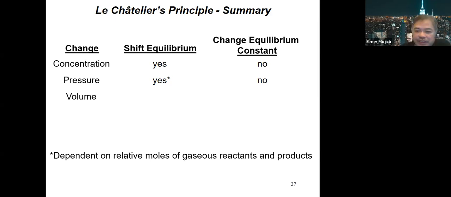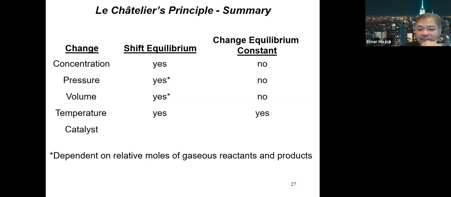Volume is synonymous to pressure. A higher volume, lower pressure, it will shift the reaction to the side that has more products or more number of moles of species. If you decrease the volume at higher pressure, it will favor the side that has lower materials. And again, it will not shift the equilibrium constant. Now, temperature, it will shift the equilibrium depending if it's endothermic or exothermic, and it will change the K value. So at different temperature, you have different K. Lastly, catalyst will not shift the equilibrium, and it will not affect the equilibrium constant. So this ends the chemical equilibrium form.